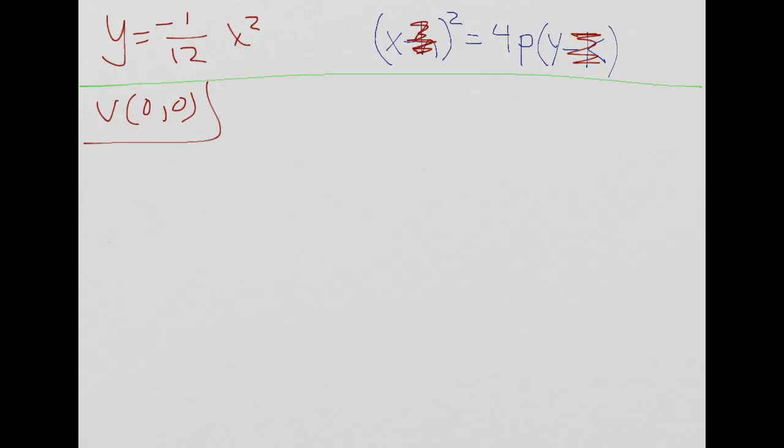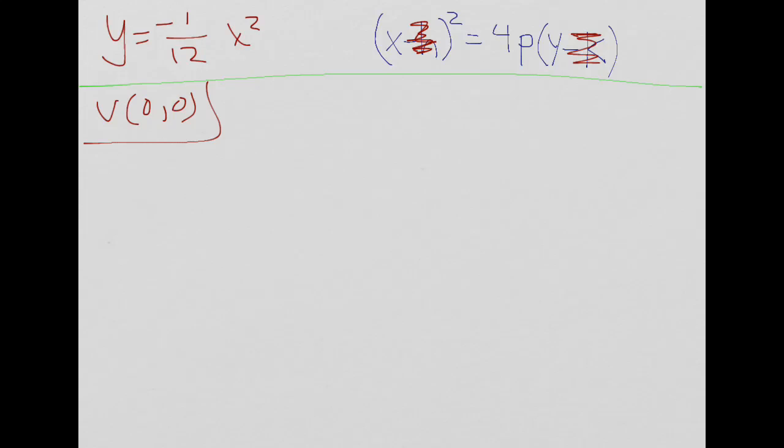But think about what we said first. We would like to get our x squared term all by itself on one side of the equal sign. Right now we have negative 1/12 times x squared. So how do you get rid of the multiplication by negative 1/12?